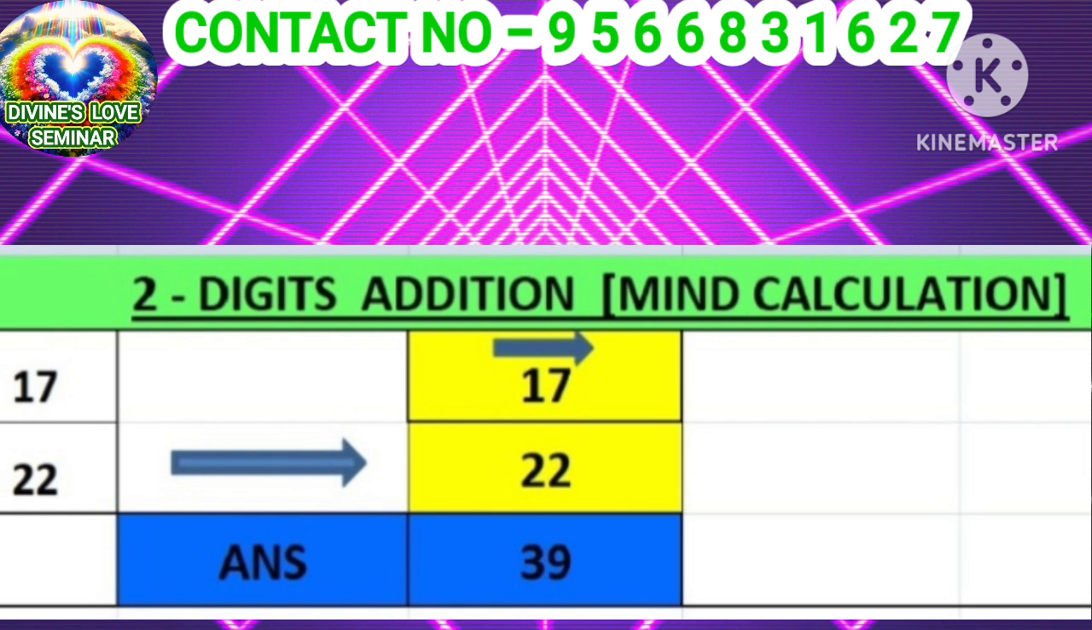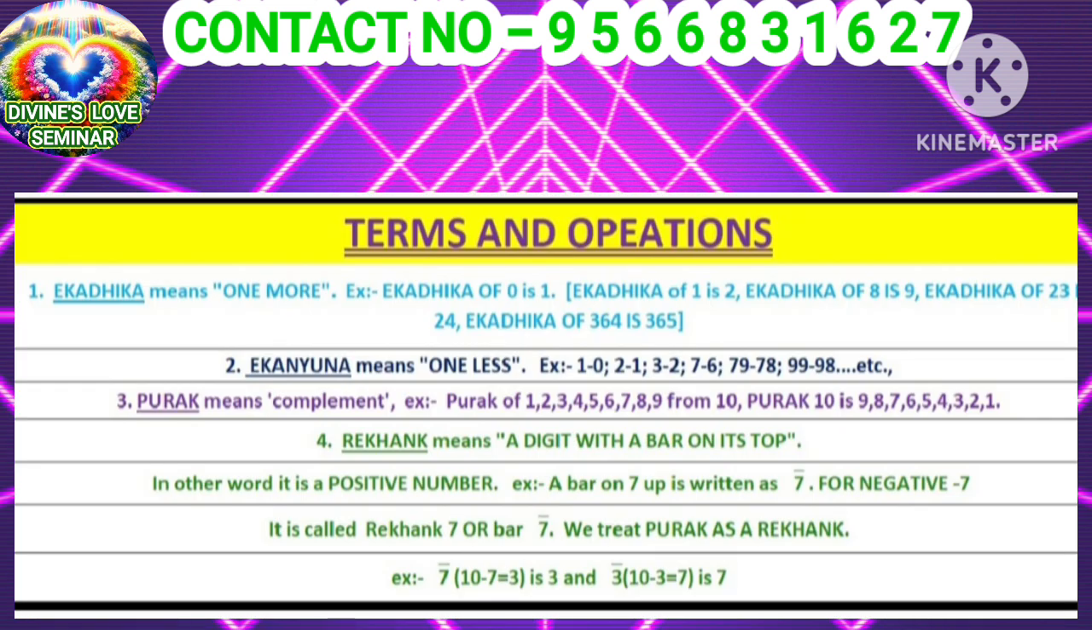First, 10 plus 20. First you should add the tens place numbers. That is, 10 plus 20 is equal to 30. Keep 30 in your mind. Then go to the ones place, that is the unit place. 30 plus 7 is equal to 37. 37 plus 2 is equal to 39. 39 is the answer. Now, terms and operations. This is the basic.